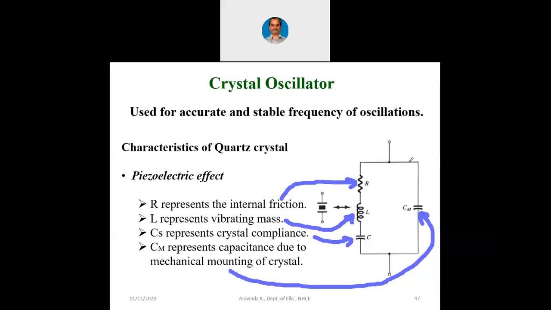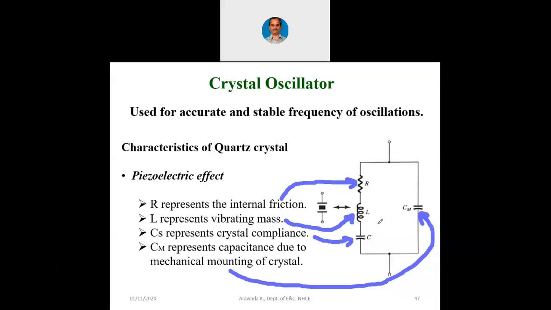Now this Cm, which is in parallel, this capacitance is due to the mechanical mounting of the crystal. Now you can see there is one RLC series circuit, there is one Cm parallel circuit. Now this Cm is basically the complete capacitance of the crystal, that is because of the mechanical mounting, which means what? An insulator is separated by two parallel plates of conductor. So that is what is the Cm. Now why is this C in series? That is because of the crystal's own compliance, the material's own compliance itself. That is why it is given in series with RLC.